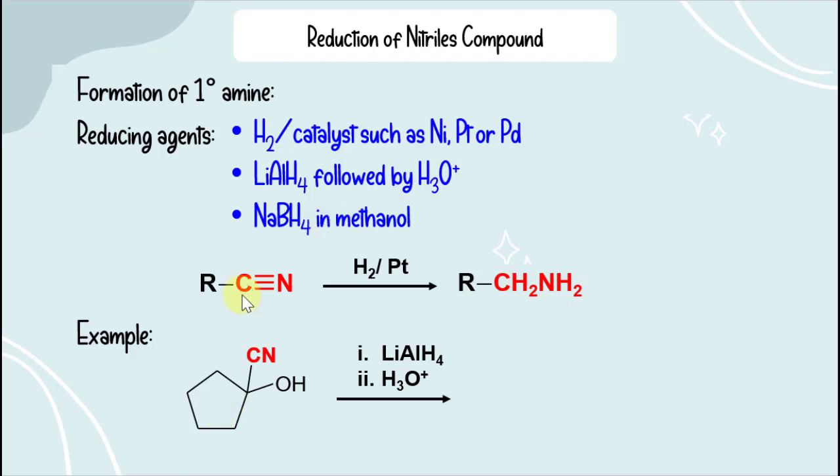Alright, so for example here, for this compound, we just copy back our structure. Here we have a cyclopentyl. On this carbon we have C and N, the nitrile group, and then here we have the OH, right? So the C triple bond N here will be reduced into CH2 and NH2. Since here we have a secondary alcohol, the OH group attached to a secondary carbon, and since secondary alcohol does not undergo reduction, nothing happens to the OH group here.